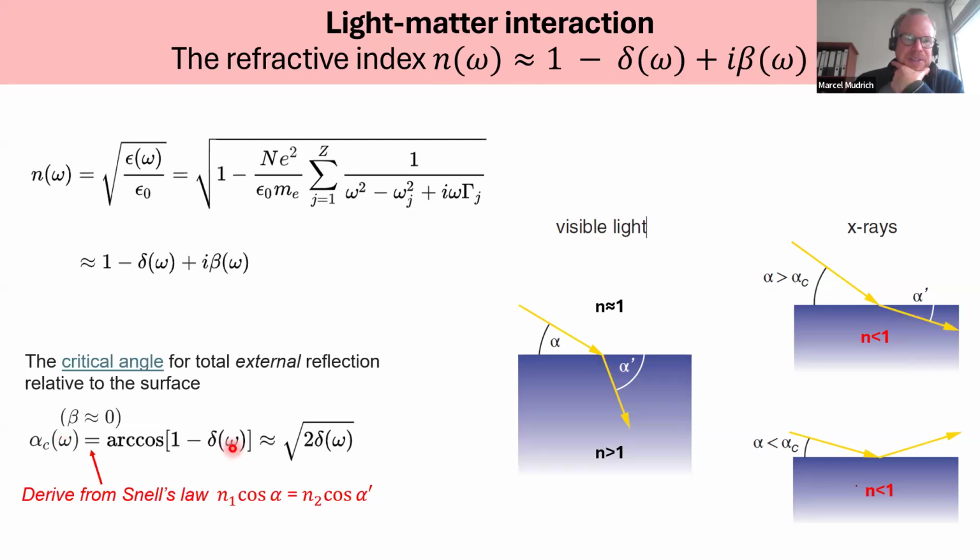Or rather, it's already derived, but prove that this is the correct formula. I can tell you it's just one line. There's not much to calculate, but it's basically about realizing what it means that total external reflection happens. What does it mean in terms of the angle? If somebody has the answer, then please speak up.